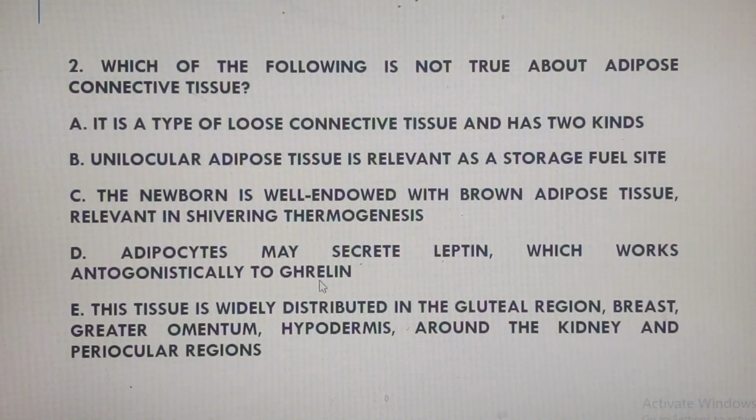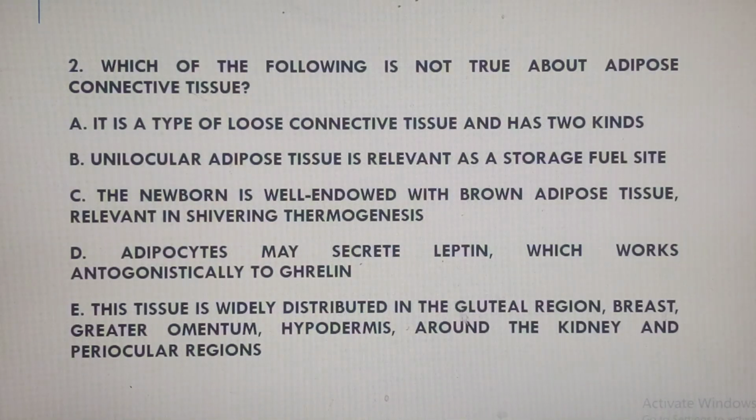Ghrelin is the hunger hormone, and it is mainly made by, of course, the enteroendocrine cells of the stomach. Talk about the pancreas, even the small intestine, as well as even the brain. Actually, studies have shown that even the pituitary gland will make it, but mainly in the stomach. So that's a very true statement.